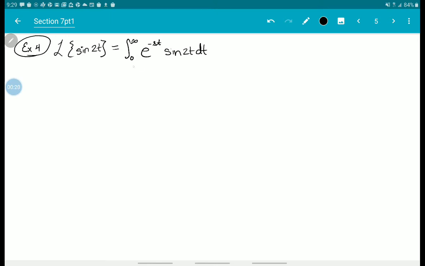So if we integrate this one, we're going from 0 to infinity, e to the negative st sine of 2t dt. Now the trick to this is doing by parts, and we're going to end up having to do by parts twice. So we're going to let u be that exponential piece. So du would be negative s e to the negative st. If we choose u to be e to the negative st, then dv is what's left over, which is sine of 2t dt. We just have to figure out what v is.